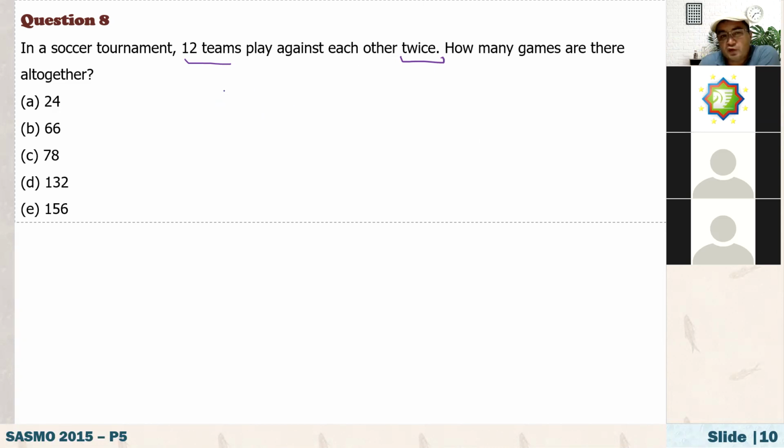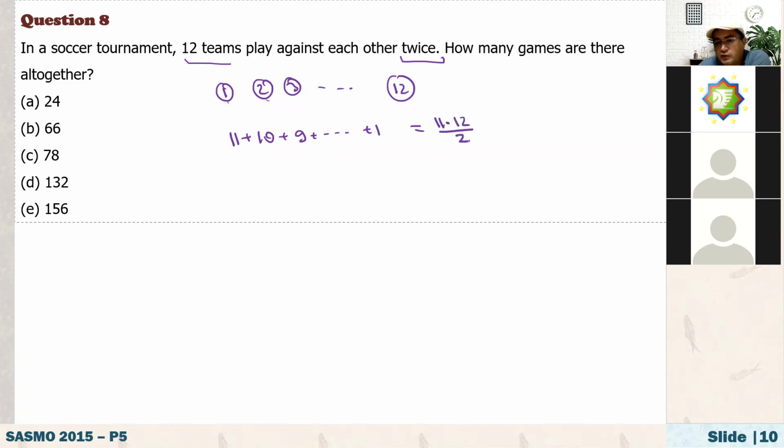Okay, so if you're talking about team number 1, number 2, number 3, up to 12, the first team plays against the remaining teams. How many games? 11 games. The second team against the remaining teams, that is 10. Third team against the remaining, it is 9. And this continues until 1. So it's just the sum of the first 11 natural numbers. And you know the formula, that's 11 times 12 over 2, which is equal to 66.